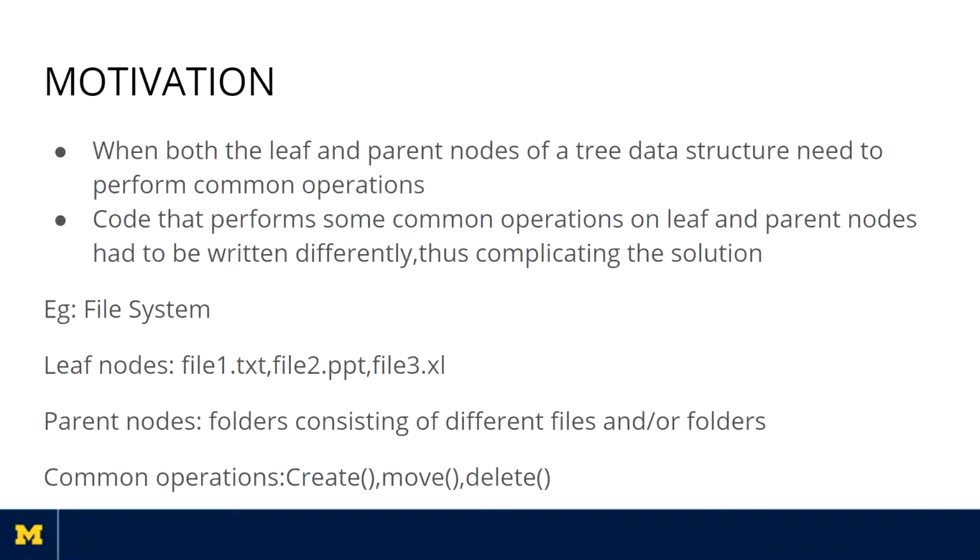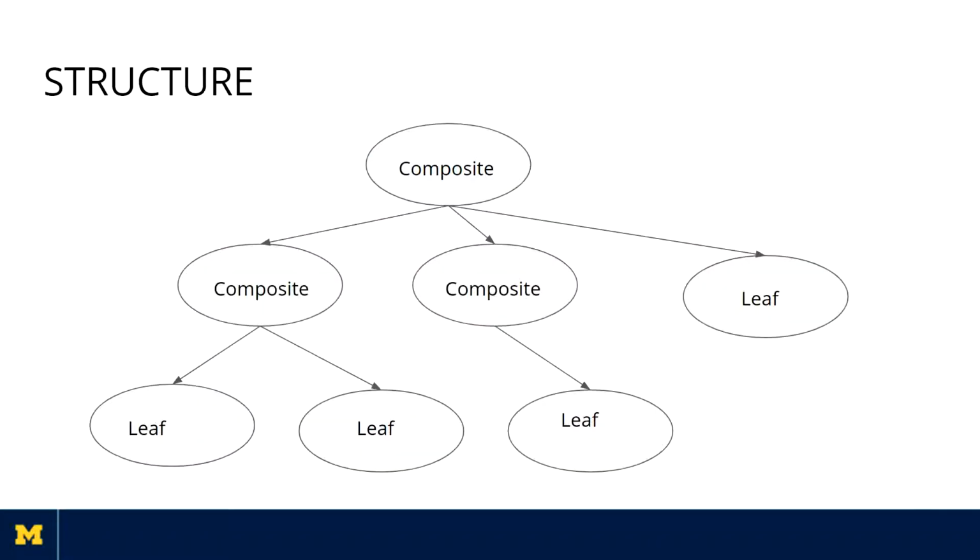Just to give an example, a file system can be considered as a tree data structure. There are leaf nodes like a text file or a PPT file, and the folder is a parent node. If common operations such as create, move, delete are not grouped together, it would lead to very messy code, and it would not be a good decision from the maintenance point of view. So that is how the composite design pattern came into the picture.